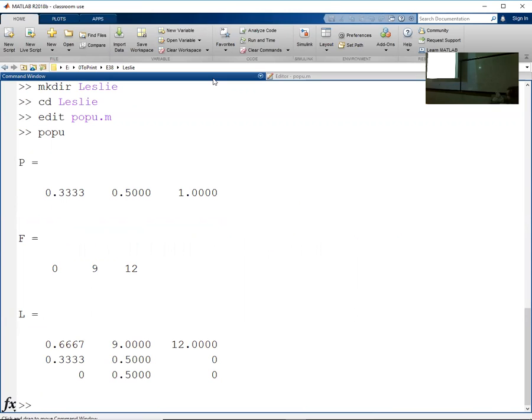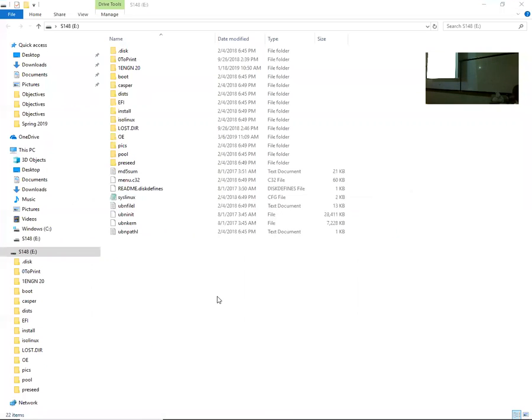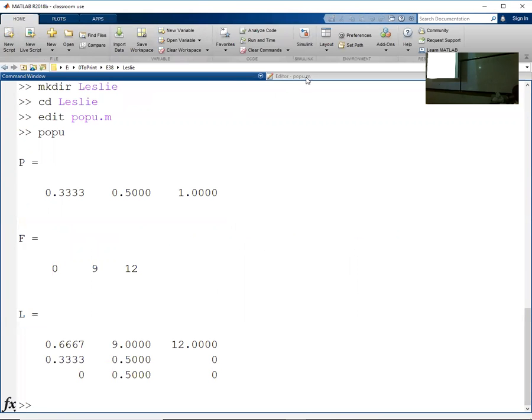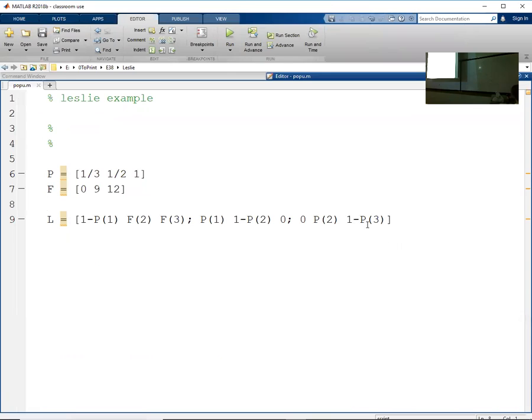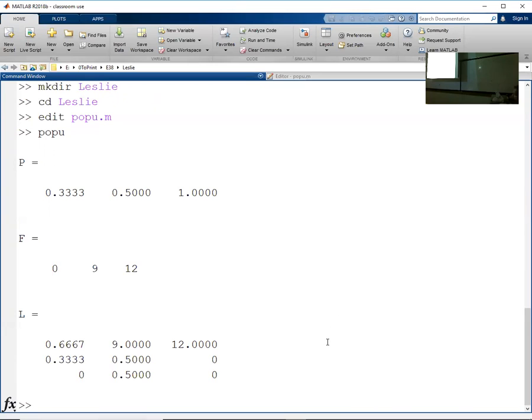Does that look about right? You are missing a value. Did I? But maybe no, it's because it's 1 minus P and P3 is 1, so it's, oh, that's right. 1 minus 1 is 0. You guys see how that worked?